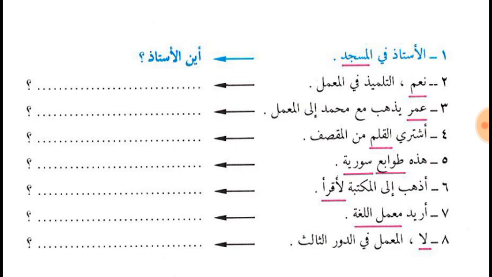Then the second one is Umar yazhabu ma'a Muhammad ila al-ma'mal. Yazhabu means going. Umar is going with Muhammad to the lab. Aina Umar yazhabu ma'a Muhammad? Right, sir, but there should be no Umar in the question, because Umar is underlined, so the word Umar is not in the question. You should change your question. Okay, sir.